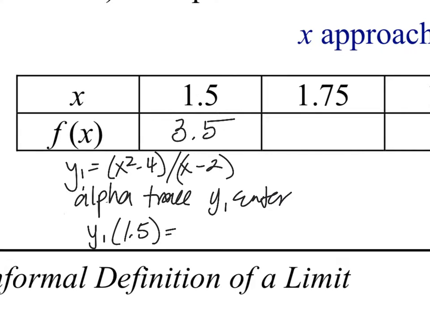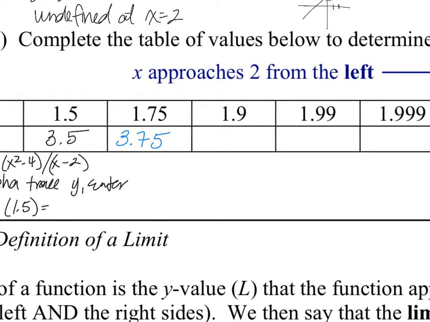Okay, let's use a different color. Second enter will recall what I just typed in and I change it to 1.75. And I get 3.75. We do 1.9. We get 3.9. We do 1.99. We get 3.99.